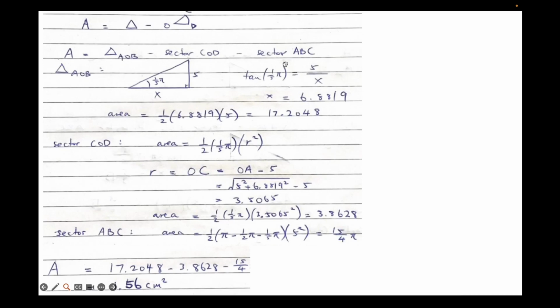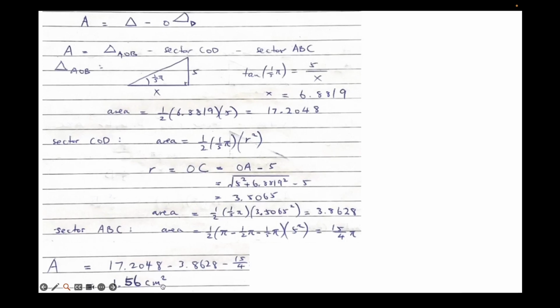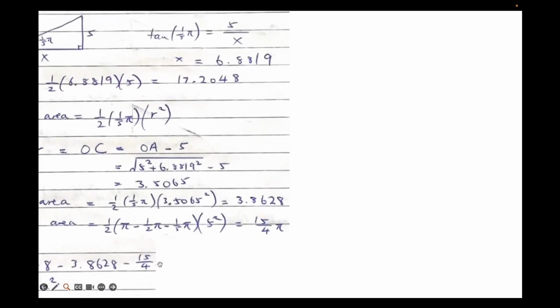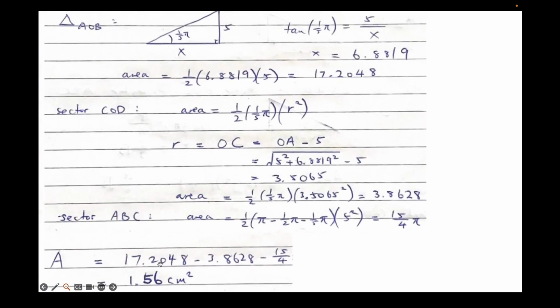Triangle minus these two sectors. What's the triangle? We've got that already written over here, 17.2048 minus the 3.8628 minus the 15 over 4 pi, and that's going to be 1.56 centimeters squared. The working over there doesn't include the pi, but you know there's a pi over there. You get my point. The final answer is 1.56 centimeters squared.